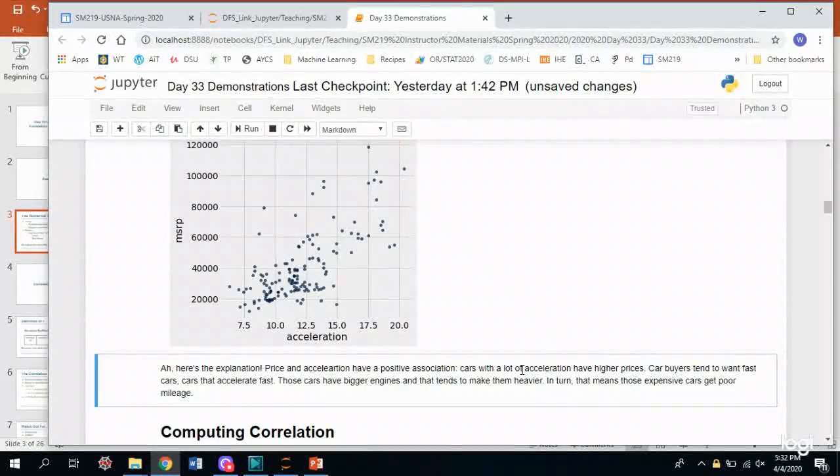That's the explanation. Price and acceleration have a positive association, and car buyers tend to want fast cars, cars that accelerate fast. Those cars have bigger engines, and that tends to make them heavier. In turn, that means that expensive cars get poor mileage because they've got really big engines and way more. Well, that's the explanation. In the next section, we'll be looking at how to compute a kind of variable that measures the association called correlation coefficient.